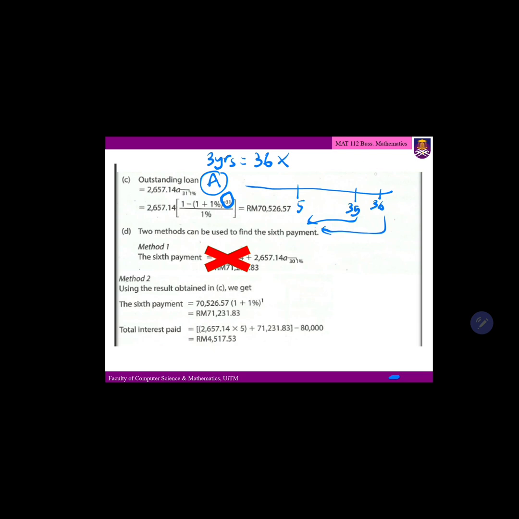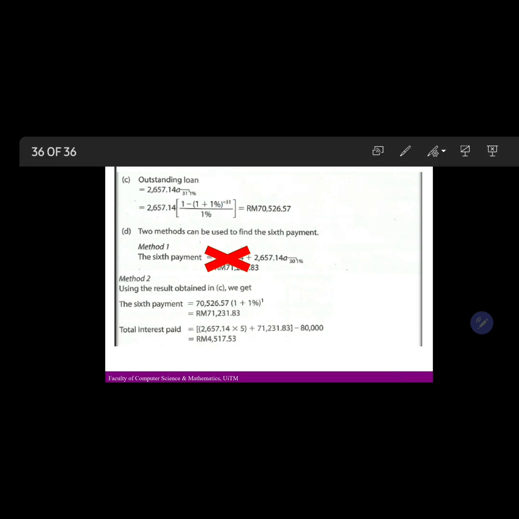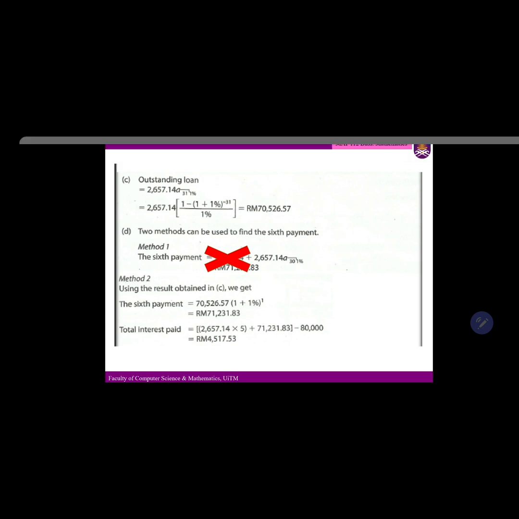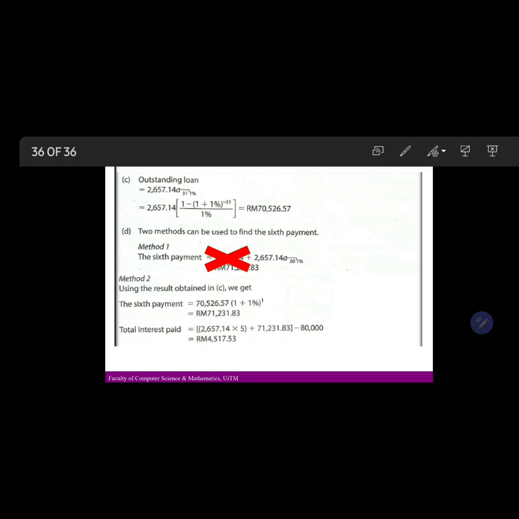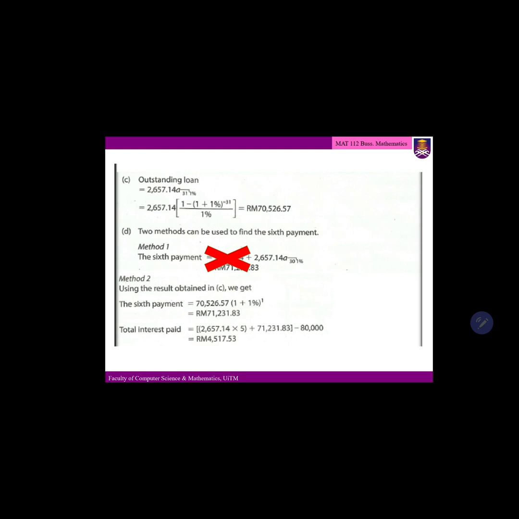Then how about D? D is you want to calculate the 6th payment. If she has made the first 5 monthly payments and wants to settle all the loan in the 6th payment, how much should she pay? There is a difference between C and D. In C, after paying the first 5 monthly payments, she wants to settle all the loan immediately. Now in D, she has made 5 payments and wants to settle all the loan in the 6th payment, at the 6th month.